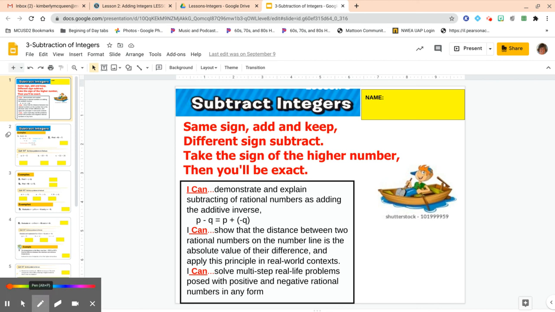And just a review, you're going to do one of the other things. You are either going to do same sign, which means you are going to add and keep those integers, or if they have different signs, you are going to subtract. Take the sign of the higher number, and then you will be exact. Okay, so slide 2 here.